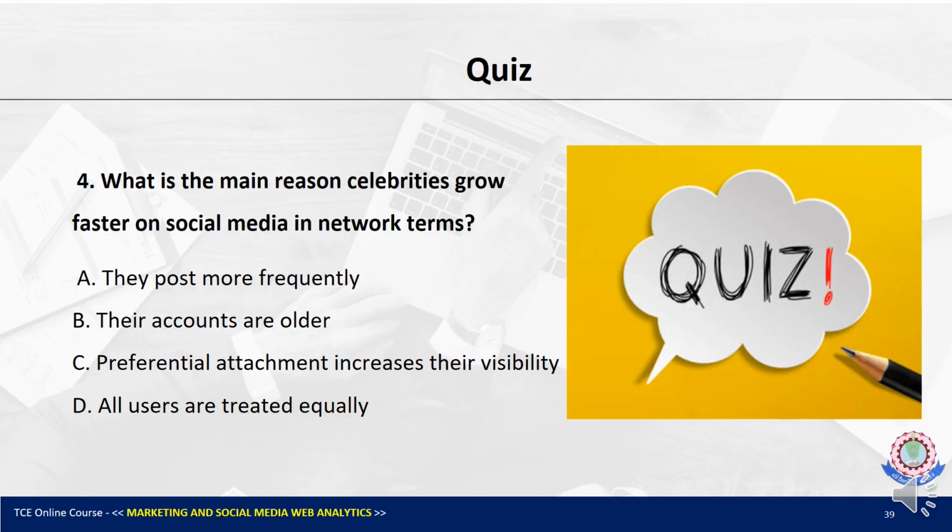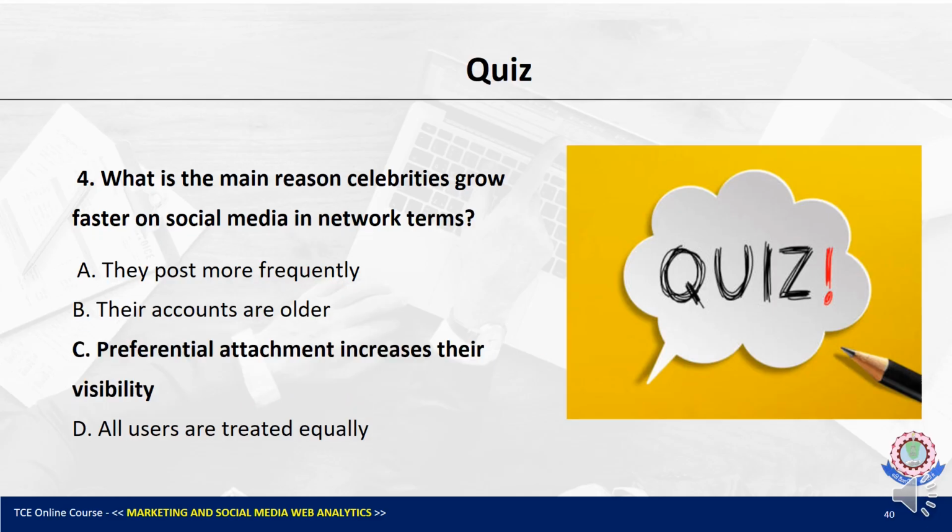Next question. What's the main reason celebrities grow faster on social media in network terms? The answer is option C. Preferential attachment increases their visibility. Celebrities already have a large follower base, so algorithms promote them more and people tend to follow accounts that many others follow. This is clearly a practical example of the rich get richer effect.